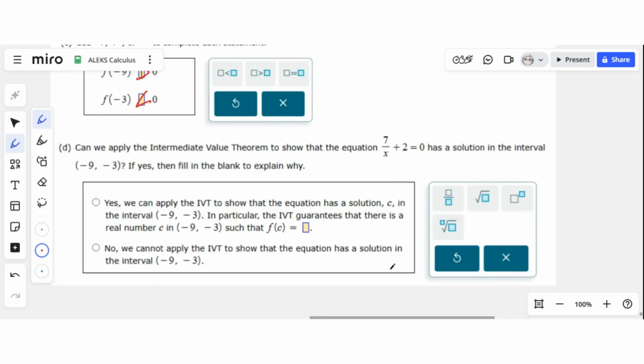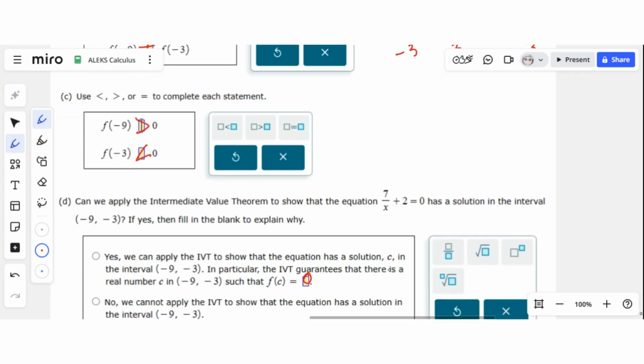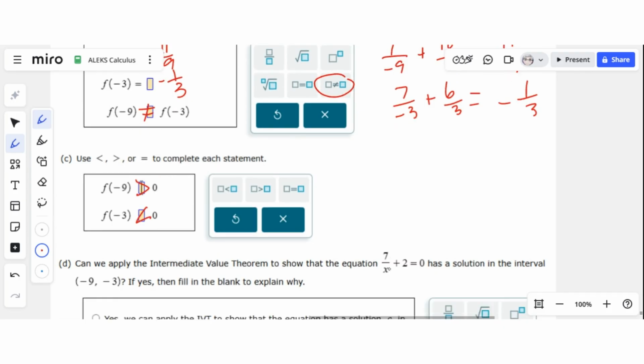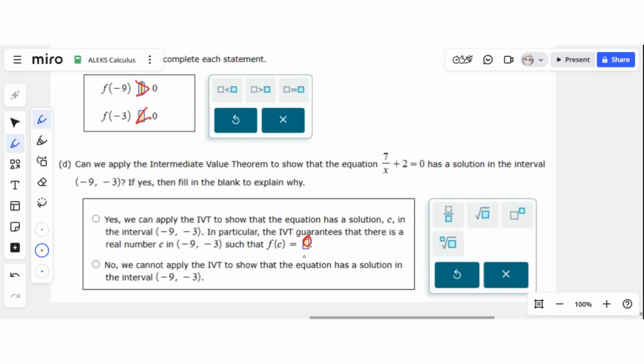So can we apply the intermediate value theorem to show that the equation 7 over x plus 2 equals 0 has a solution in the interval -9 to -3? Yes, we can. But let's read this thing. Yes, we can apply the intermediate value theorem to show that the equation has a solution c in the interval -9 to -3. In particular, the intermediate value theorem guarantees that there is a real number c in the interval -9 to -3 such that f of c equals 0. And the reason we say 0 here is because one of them was positive, one of them was negative, so we know it has to cross 0. So this one's a yes. All right, well, that is a little bit of work with the intermediate value theorem.